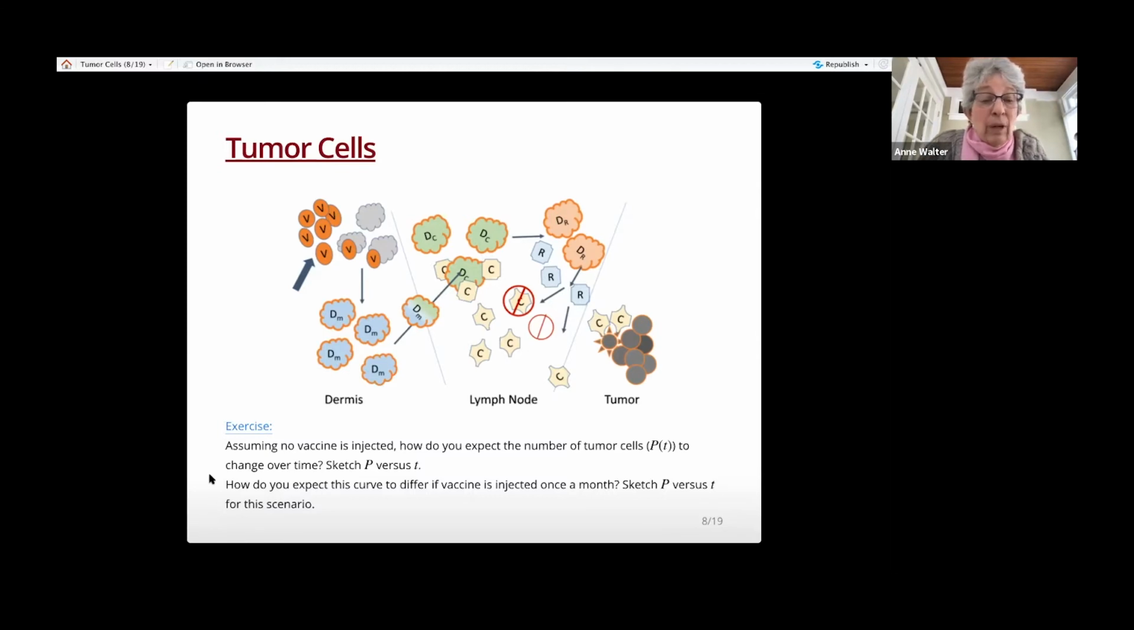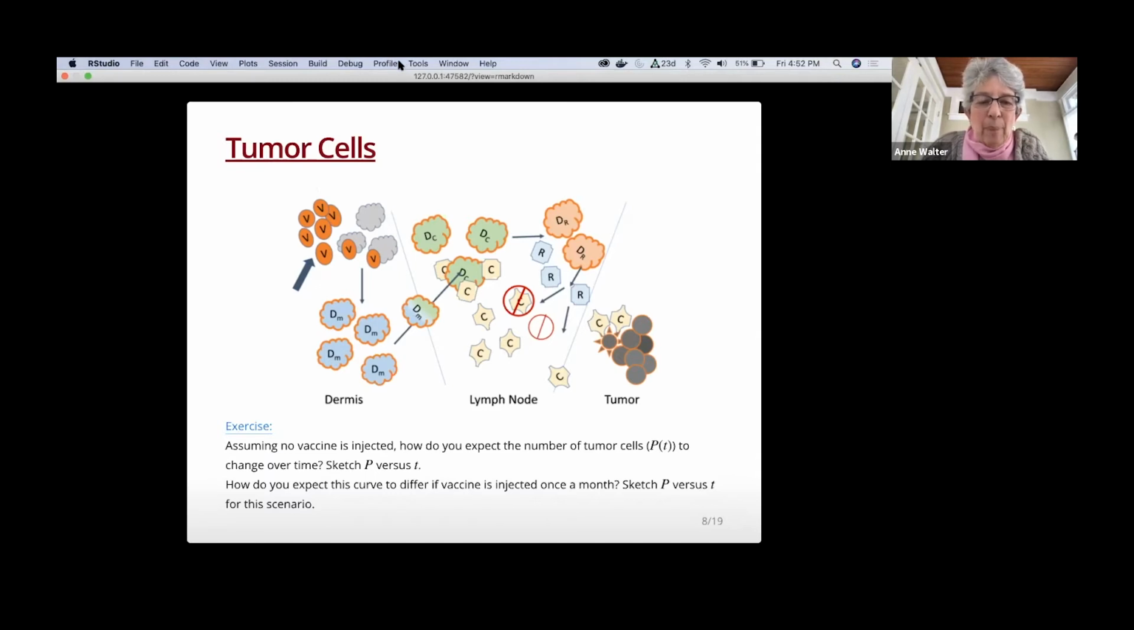Assume we give no treatment, so no vaccine is injected. What do you think the tumor cells are likely to do? Is the tumor going to grow over time? What kind of growth might you expect? We're using P for tumor cells, prostate tumor. Your first exercise coming next on a Jamboard will be the size of the tumor versus time. And then what do you think is going to happen if the vaccine is injected once a month? Do you think the tumor will go down?